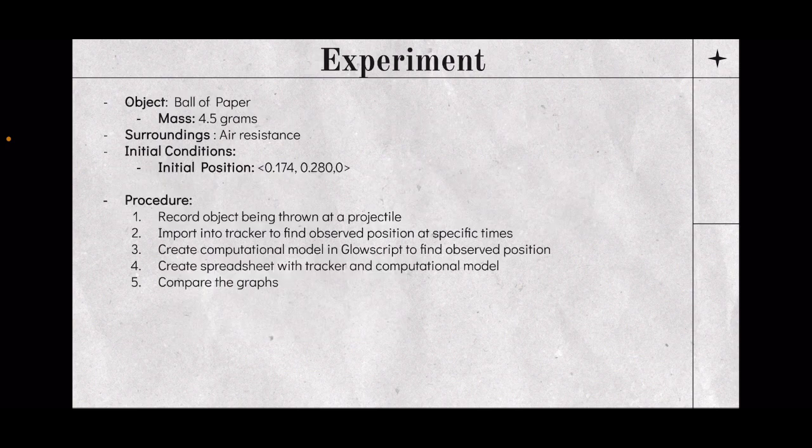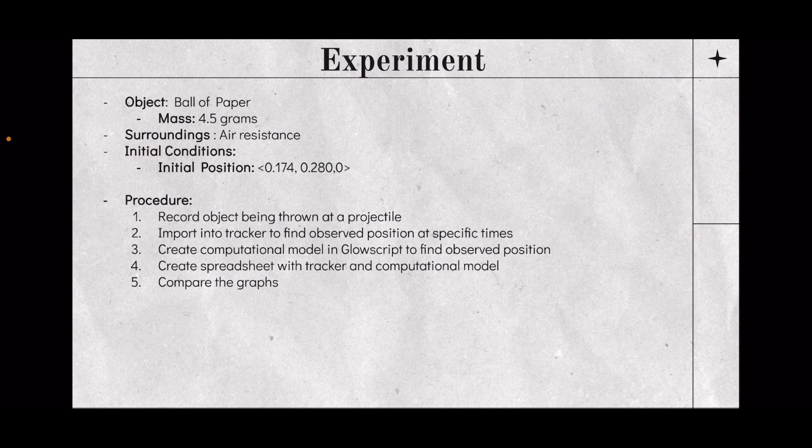Going to the experiment itself, we used an object, which was a ball of paper, approximately 4.5 grams, as stated from Google. And then the surroundings is just air resistance specifically, which is determined through GlowScript and Tracker. And then the initial conditions, specifically the initial position, which is 0.174 meters in the x direction, 0.280 meters in the y direction, and 0 meters in the z direction.